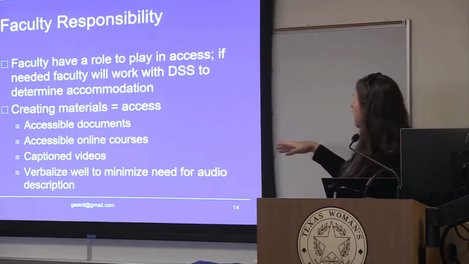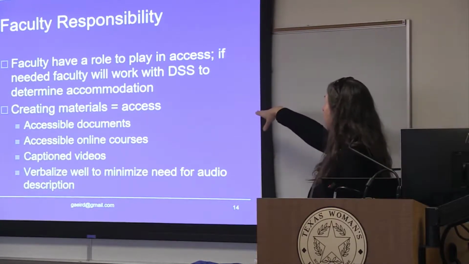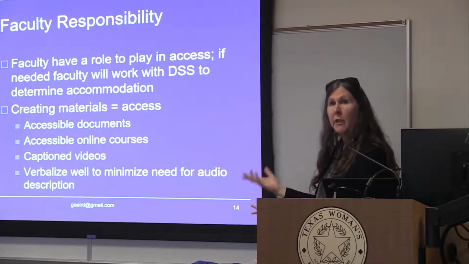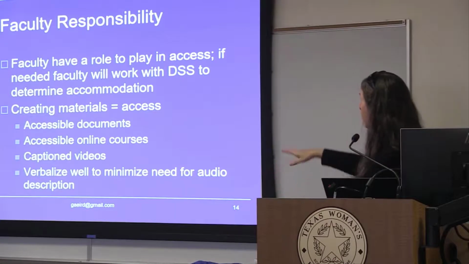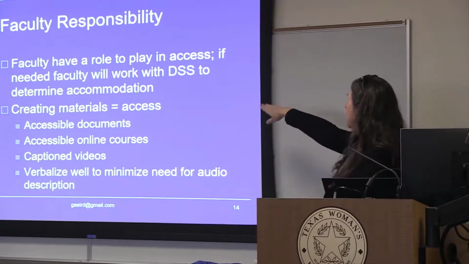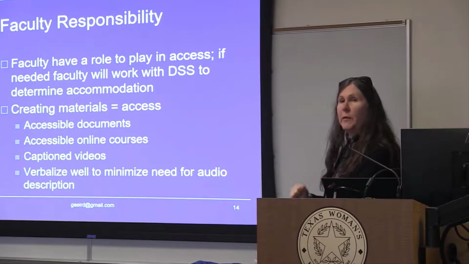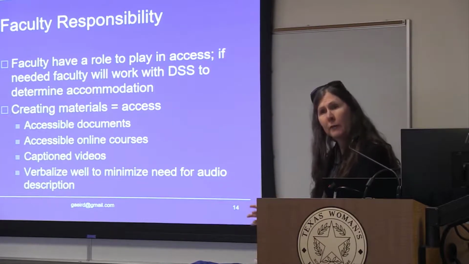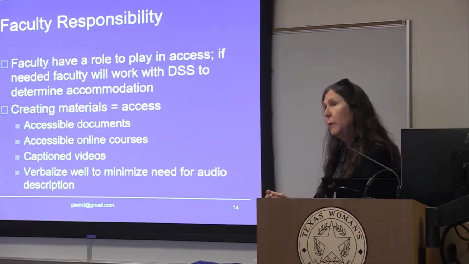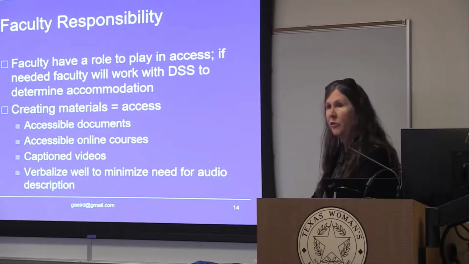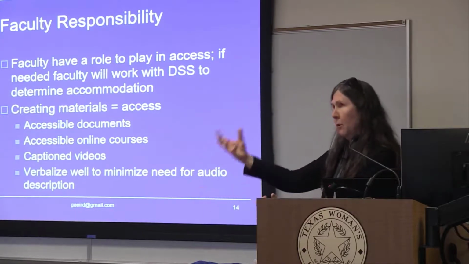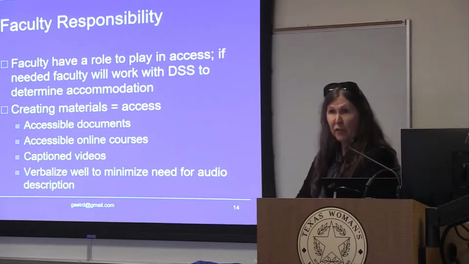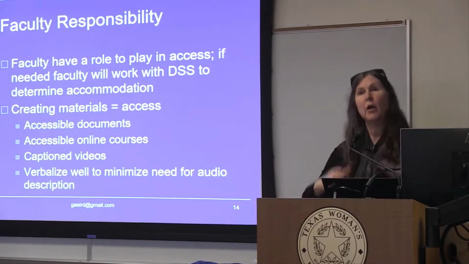So just to summarize this, for faculty, your major role is going to be in access, learning how to make those accessible documents, learning how to make your accessible course. And then it will be up to your Disability Services folks to determine what the accommodation is. Now, if you ever do have a student with a disability in your class, we will want to work closely with you if it's a student with a severe disability. So if you have someone who's blind, for instance, there will be a lot of information that we're going to be asking from you to help us know how to help the student.